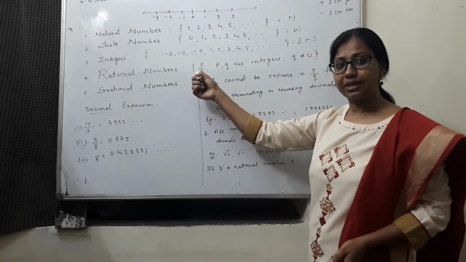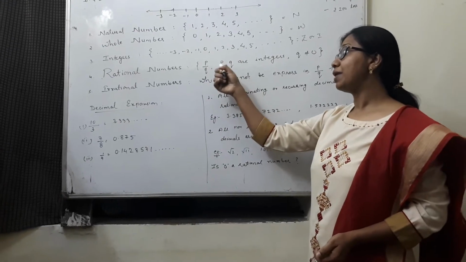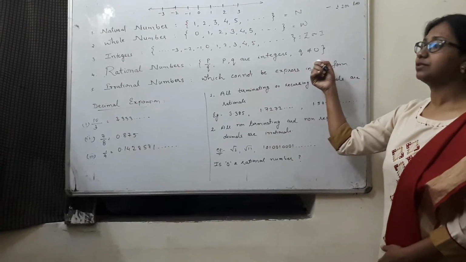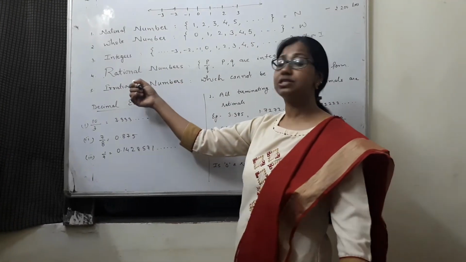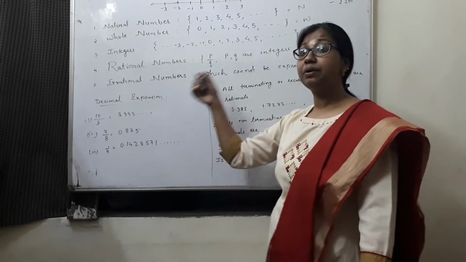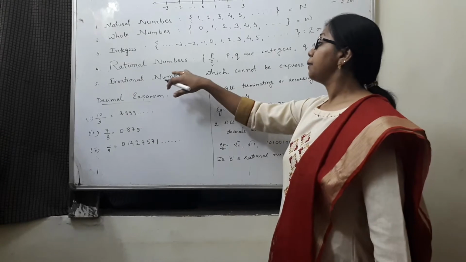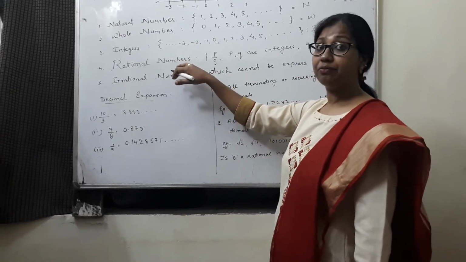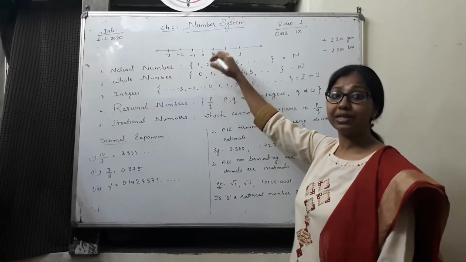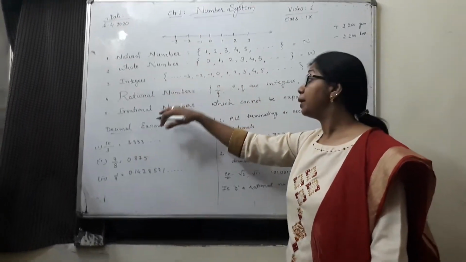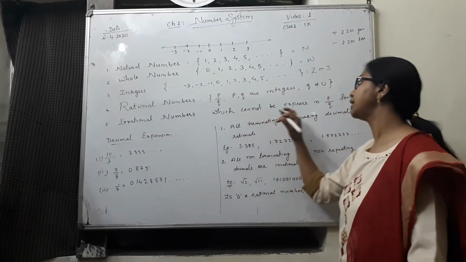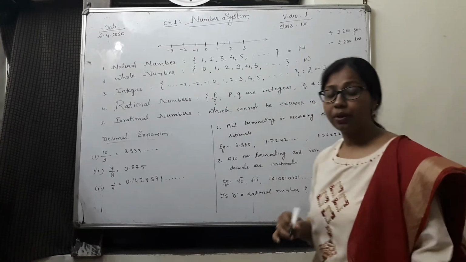The numbers which are in the form of p by q, where p and q are integers and q cannot be equal to 0, are known as rational numbers. And we get many numbers which are not rational. We can represent them on this number line too. That number comes under irrational numbers, which we cannot represent in p by q form.